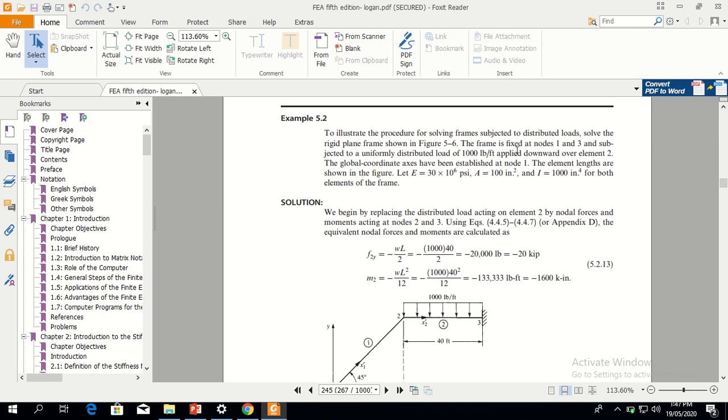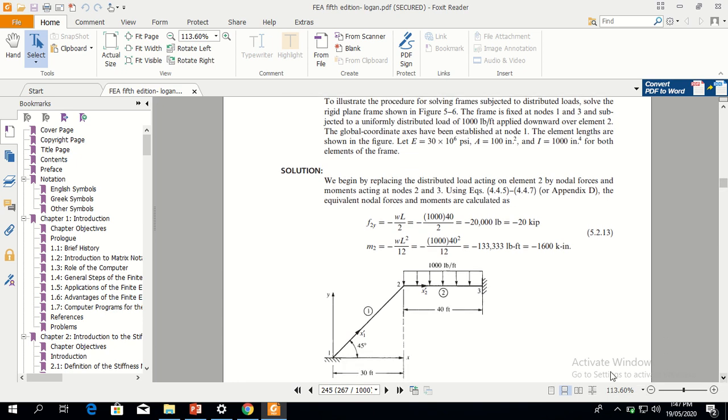So the frame is fixed at node 1 and node 3. Node 3, you can see here, it is fixed, and node 1 is also fixed, subjected to a uniformly distributed load of 1000 pound per foot. This load is uniformly distributed at element 2.